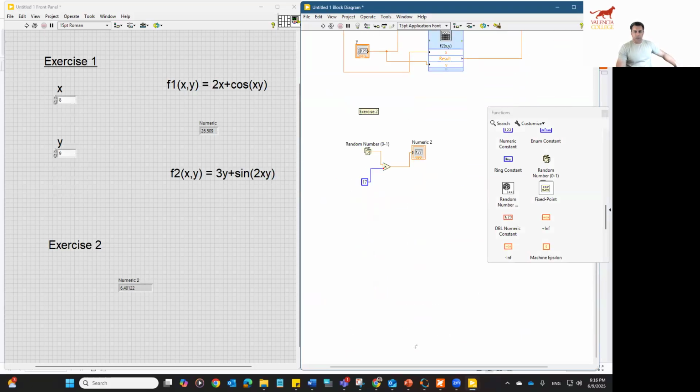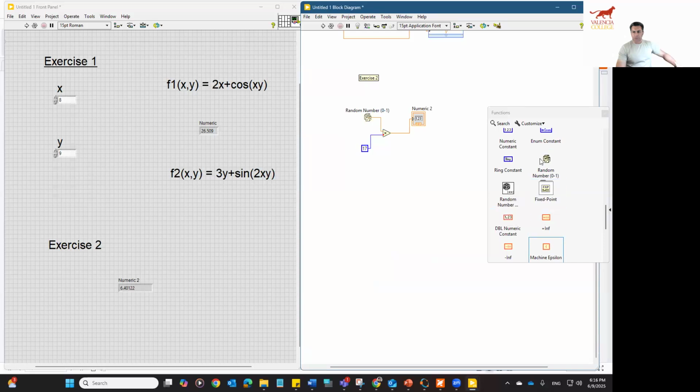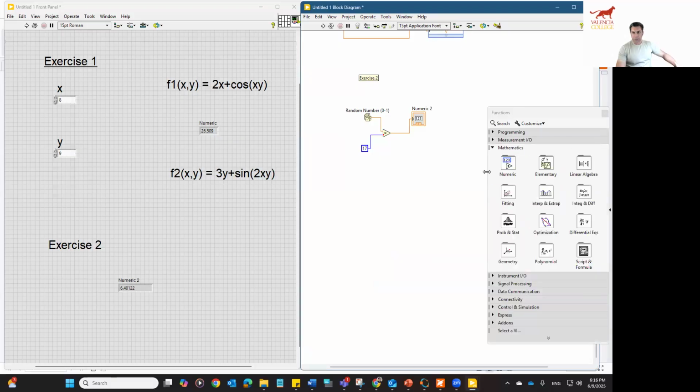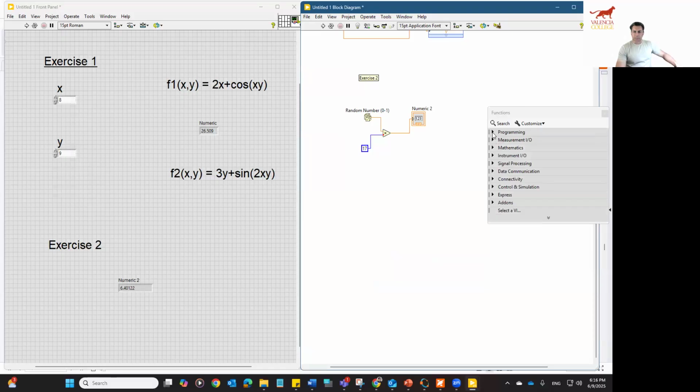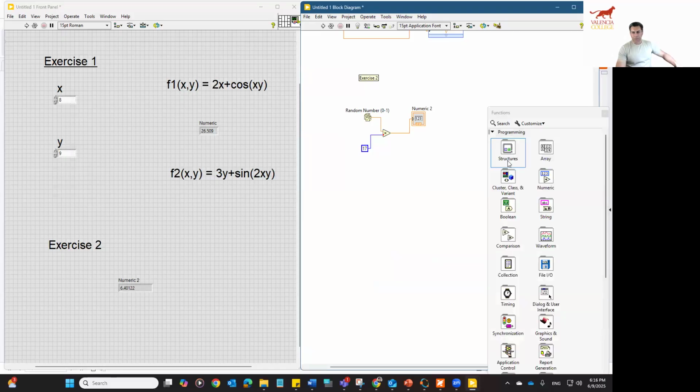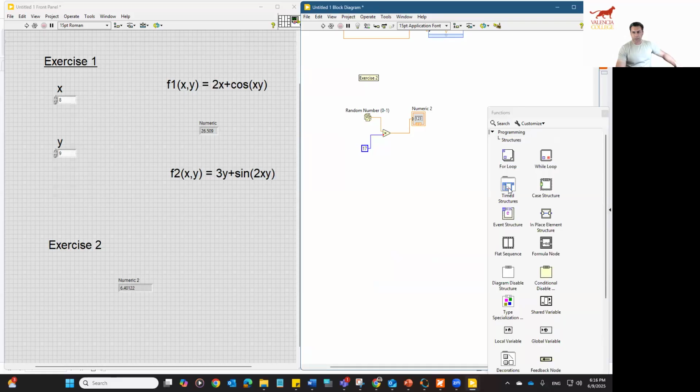All right. What are while loops? Let me give you an introduction to while loops and then show you how to use it, or go over the tutorial and I'll show you. Different types of programming structures are present under programming, including for loop, while loop, case structure, and timed structure. We are using only two in this course, for loop and while loop.